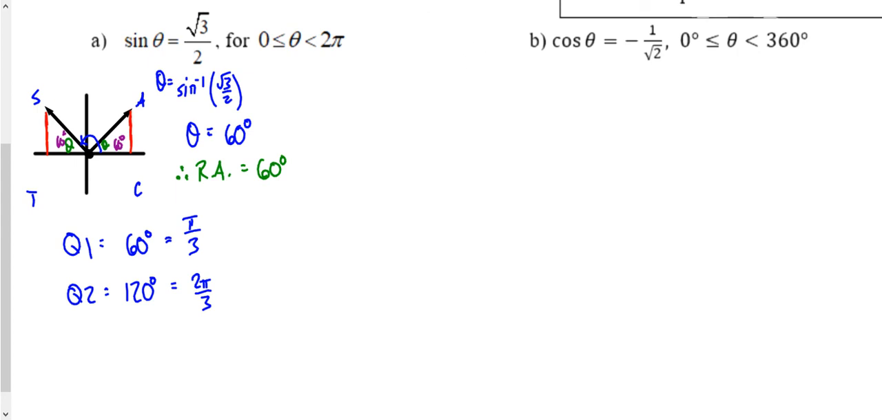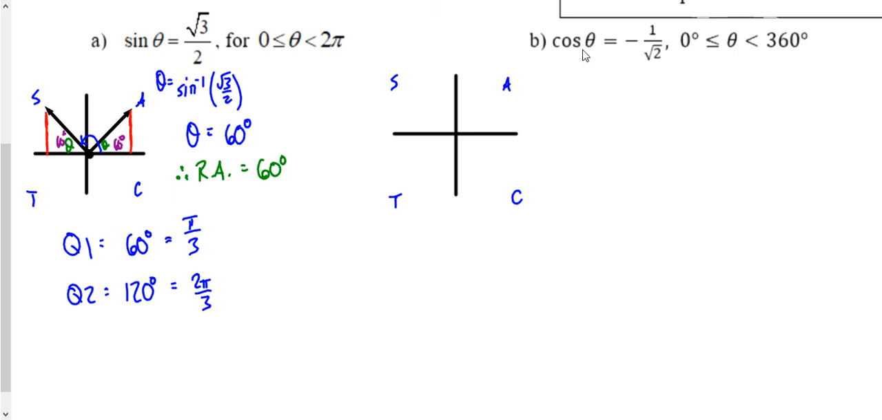In the next example, again, I'm going to start off by drawing out my lines. And let's see if I can redo that properly. Okay, let's try that again. Okay, there we go. And again, I want to superimpose my CAST rule right on top. CAST, and let's see what this question is asking us to do.